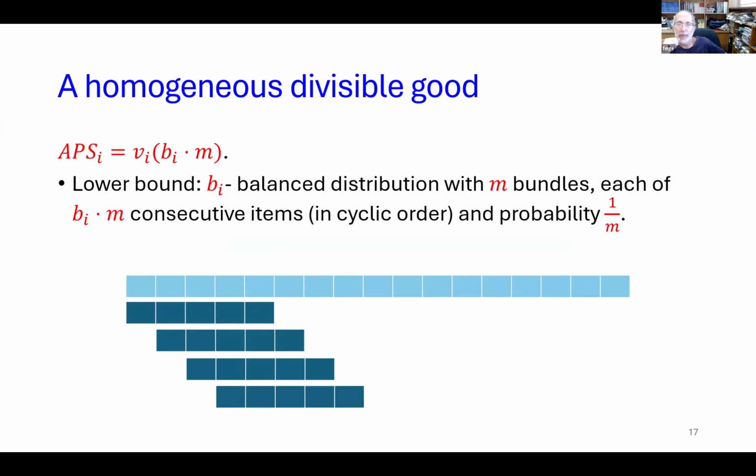So we can partition the set of all items into m overlapping sets, each with 5 items, such that each item is exactly in 5 sets, and give a probability of 1 over m to each one of these bundles. So under this probability, this is a balanced distribution. So every item is selected exactly with probability b_i. And each one of these bundles is worth exactly b_i times m items. So each one has value for her of a bundle of b_i times m items.